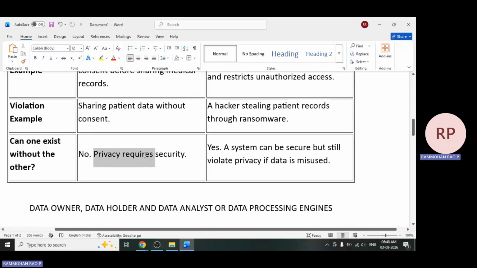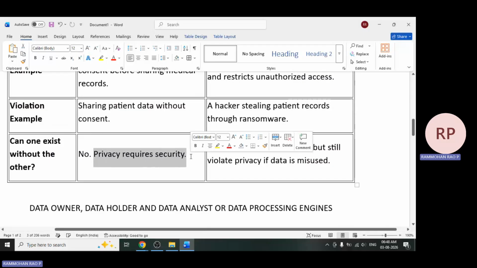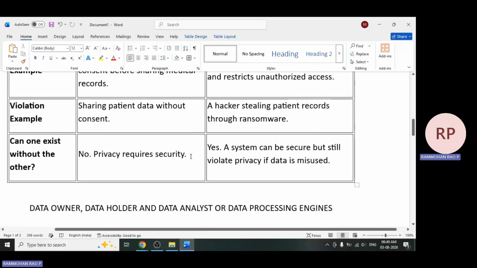Can privacy exist without security? No. Privacy requires security, right? This one, a system can be secure, but still violate privacy if data is misused. So the point to be noted is if a system is secured, it doesn't mean that it is offering you privacy, right? So security and privacy are not the same.